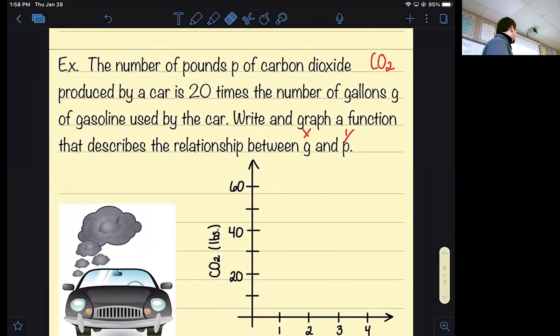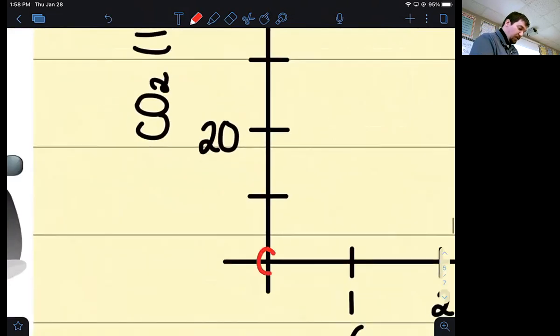So let's see if we can write a function from this. The number of pounds P is, so P equals 20 times G. That's a lot easier function than what I thought it was going to be. Remember, P is the y variable, G is the x variable. What's the y-intercept of this, AJ? 0. Yeah, if I don't use any gallons of gas, I'll produce 0 pounds of carbon dioxide. It makes sense that this would go through the origin.